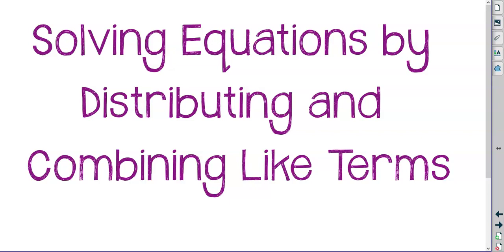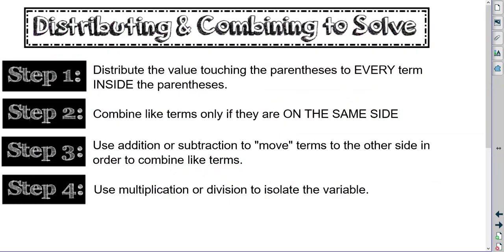In this tutorial, we will solve equations by distributing and combining like terms. These will be integers only, no fractions. So the 4 steps to solving a multi-step equation is to first distribute the value that is outside or touching the parentheses to every single term inside the parentheses. Step 2 is to combine like terms only if they are on the same side of the equal sign.